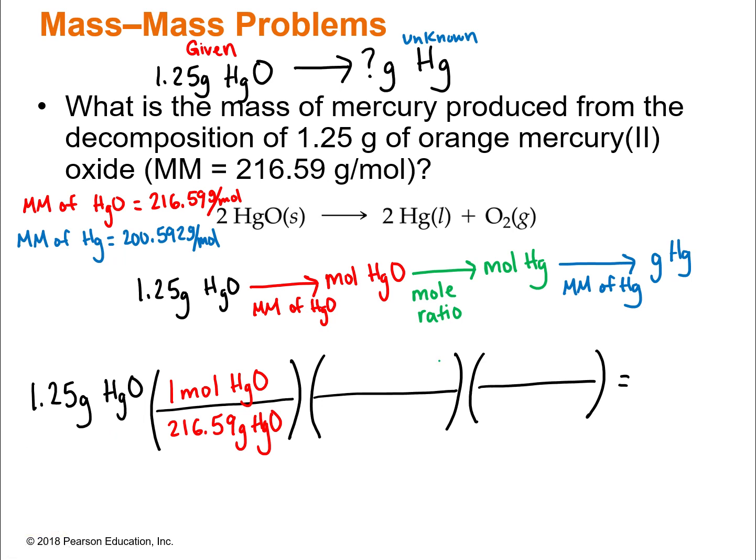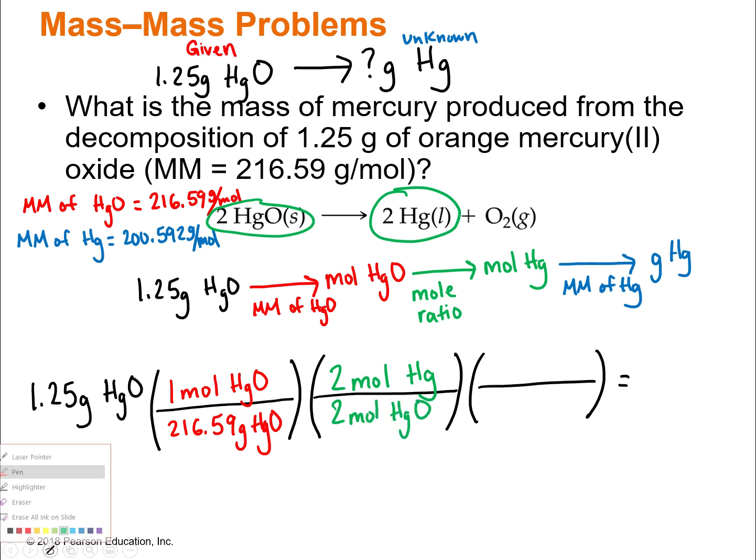Then we need to have a mole-mole ratio. We need to have the unknown at the top, and we look at the chemical equation. There's 2 moles of mercury produced in the balanced chemical equation. And that comes from 2 moles of mercury 2 oxide. That's our mole ratio. Finally, we use the molar mass of mercury.